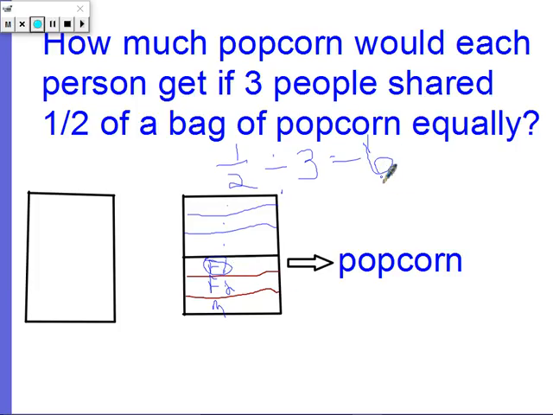Your biggest struggle is to remember that you have to think about it as a whole, even though it says there's only half a bag. That's why I always at first have to draw a picture until it starts making sense to me.